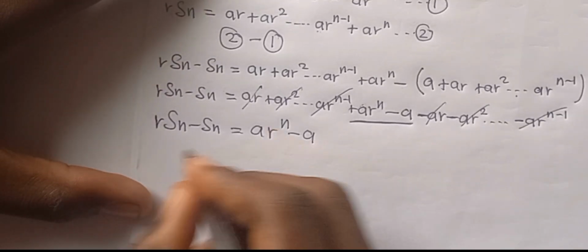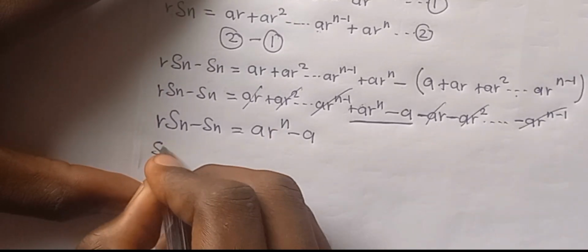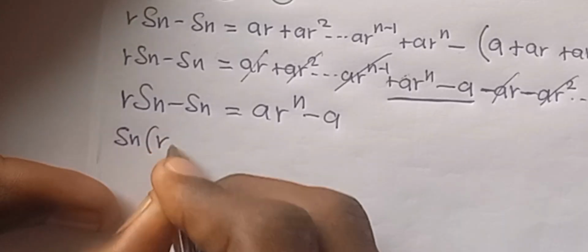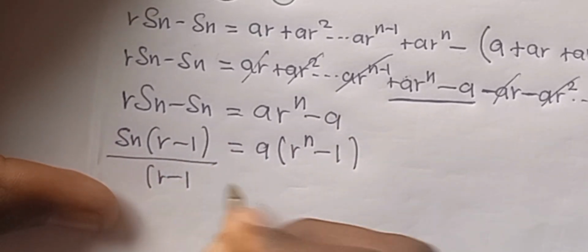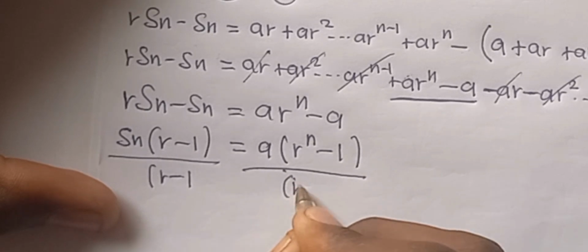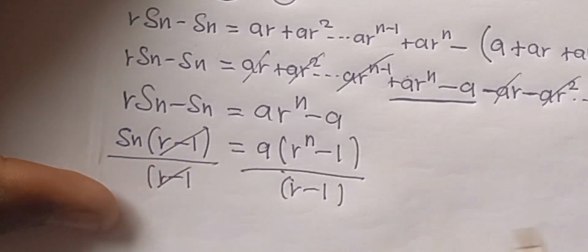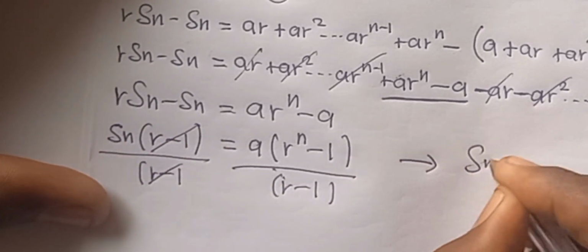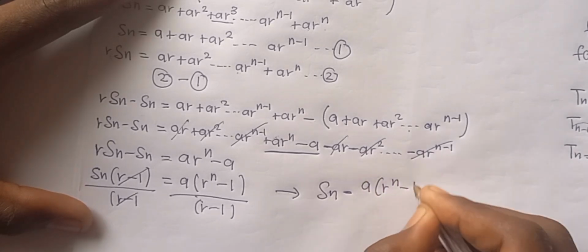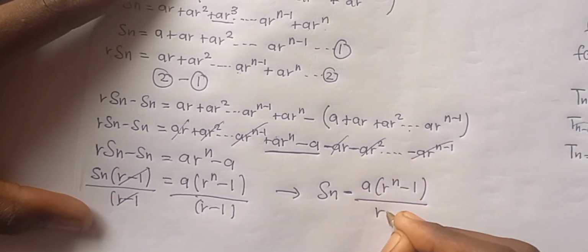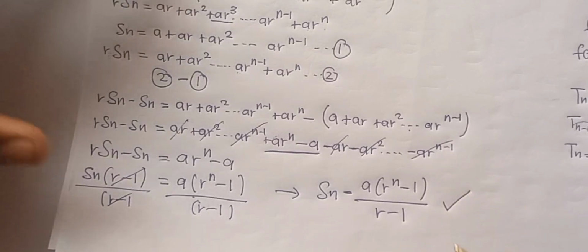So what do we do here? We take the common factor, which is Sn, on the other side, and then we divide both sides by what? By R minus 1. Then this is going to cancel this, and then our answer is going to be Sn is equal to A over A over, and this is our proof, guys.